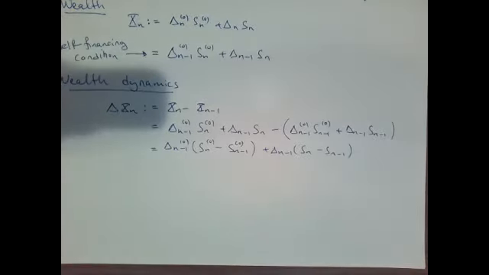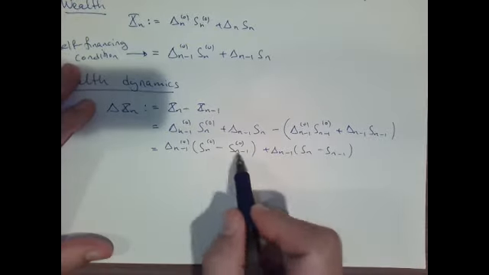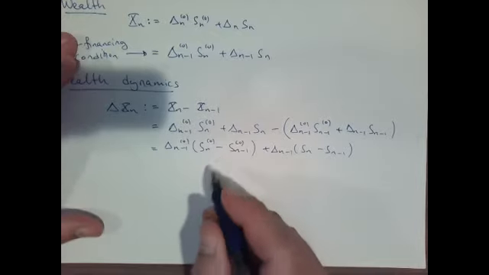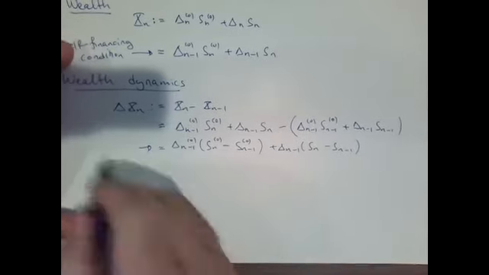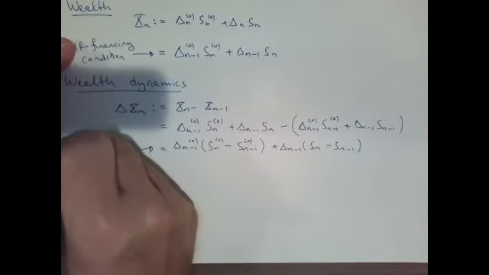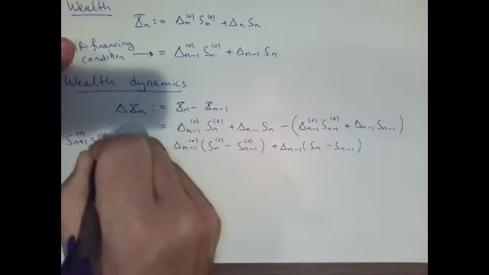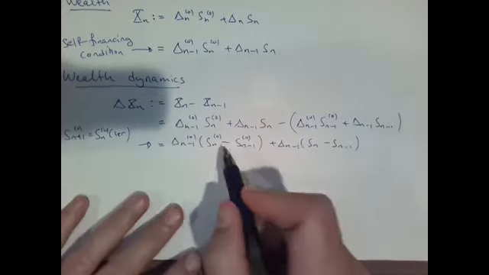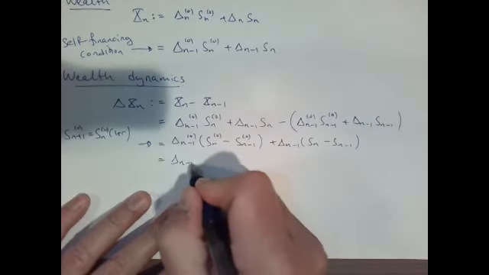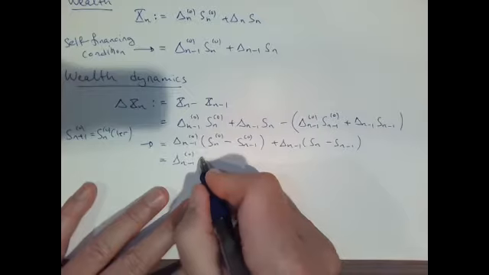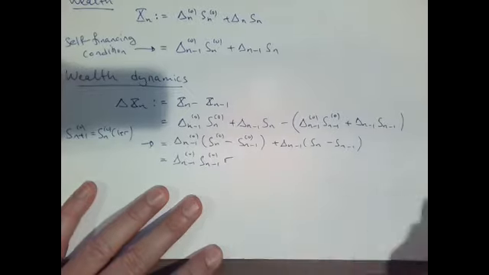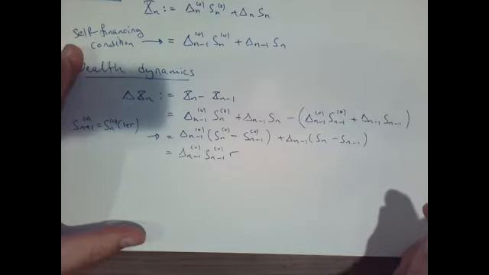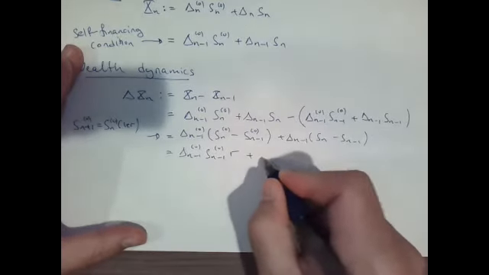Okay, so then how does this look in the bank account? Well, the bank account says that S_n^0 at a later time, I'll get as the previous one times 1 plus R. So I'll see that this difference here is delta_{n-1}^0, and then I'll get S_{n-1}^0 times R. And I'll just keep the other one.